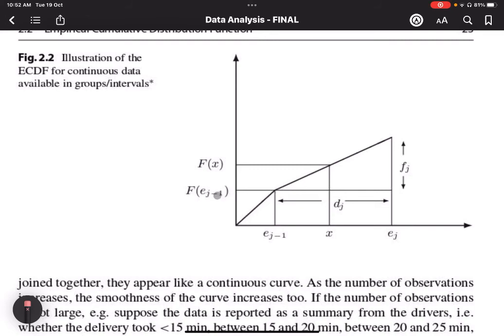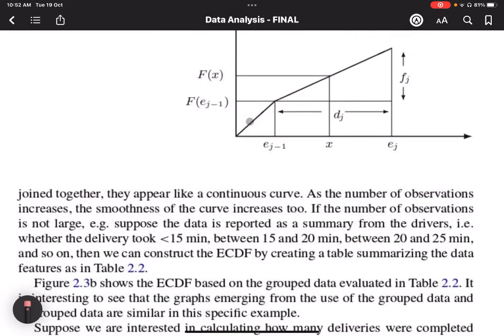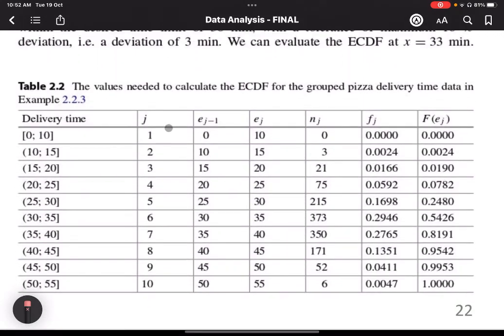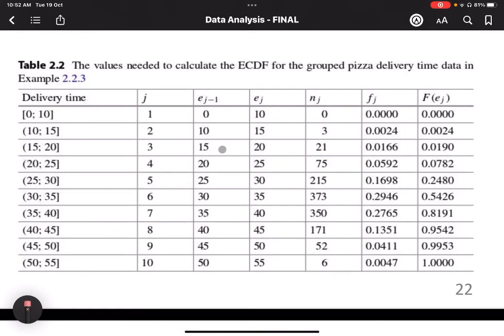Okay. So, E_j minus 1, this will be the lower limit. And upper limit will be somewhere here, no? Dito sa end ng ating graph. Yun yung graph, pero pag tinable mo, the values needed to calculate the ECDF for the group P sa delivery time data will be represented like this.